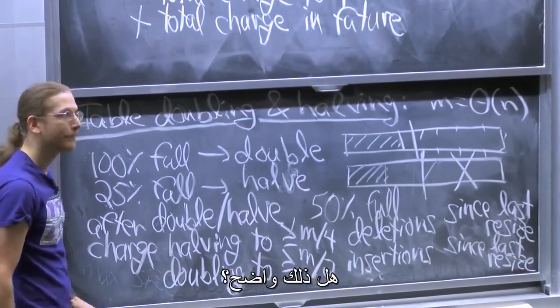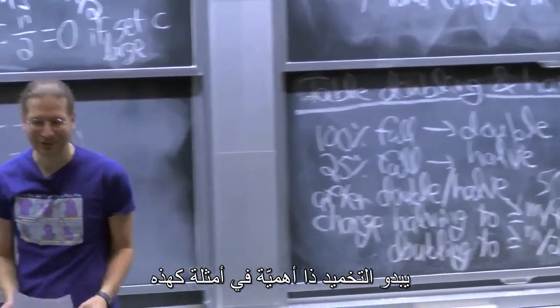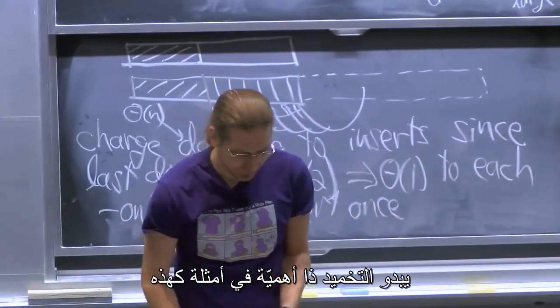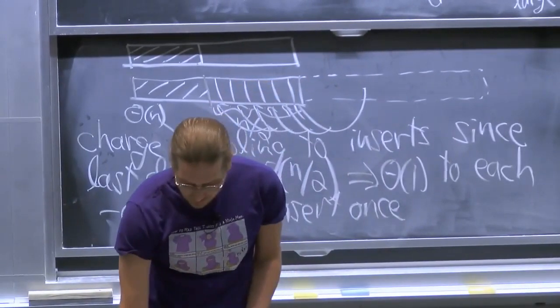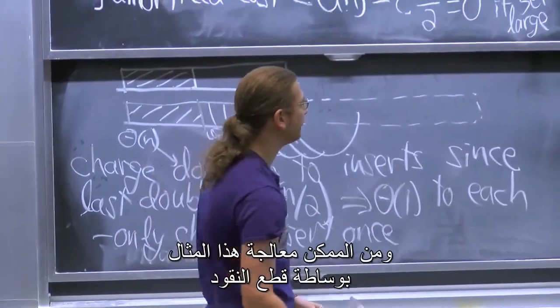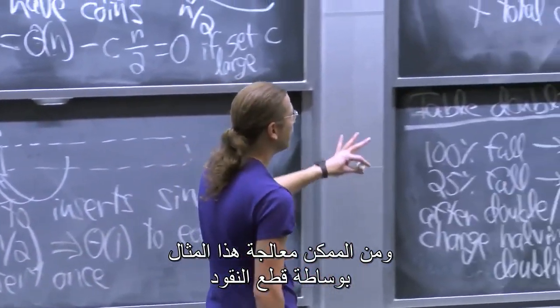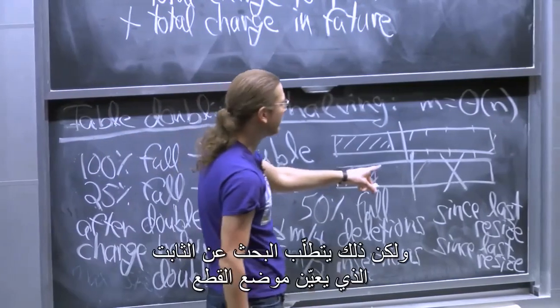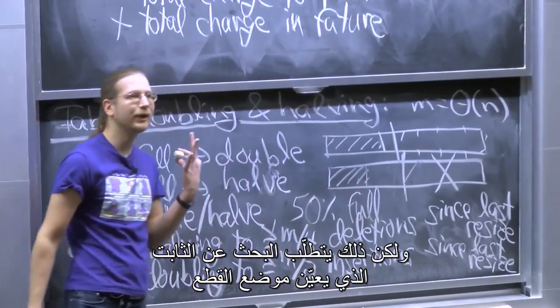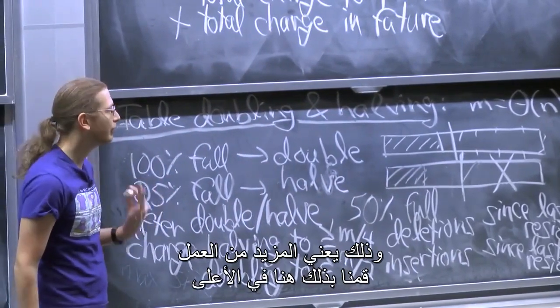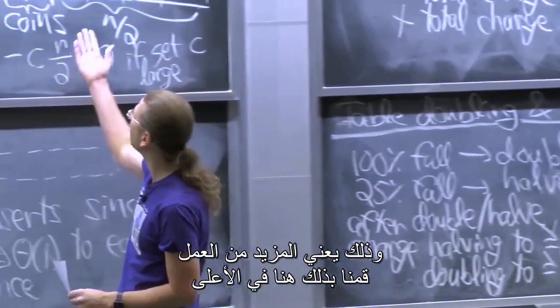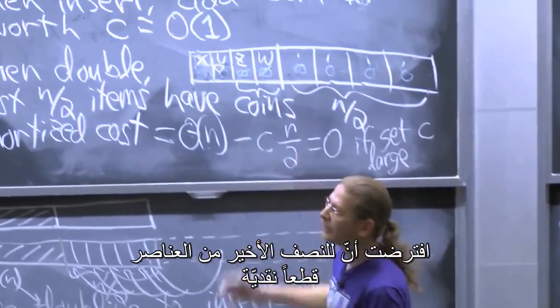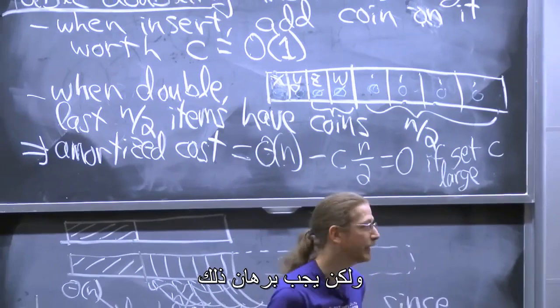Clear? This is where amortization starts to get interesting. You can also think of this example in terms of coins, but with putting coins on the items. But then you have to think about the invariant of where the coins are, which I find to be more work. We actually had to do it up here, always claiming the last half of the items had coins. You have to prove that, really.